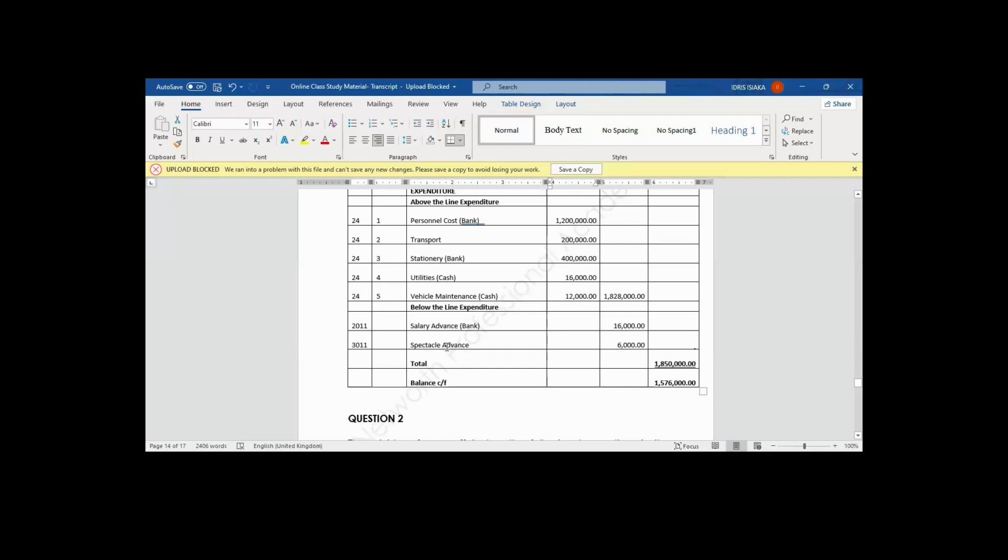Assuming spectacle advance too started from 20, I cannot put salary advance under subtotal. I will put it under amount. I will also put spectacle advance under amount. After I finish writing them, I will now sum 2 of them. I will put it under subtotal.